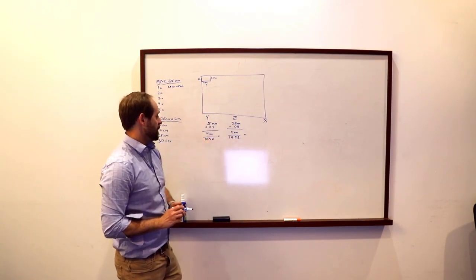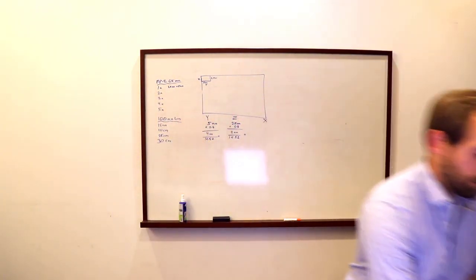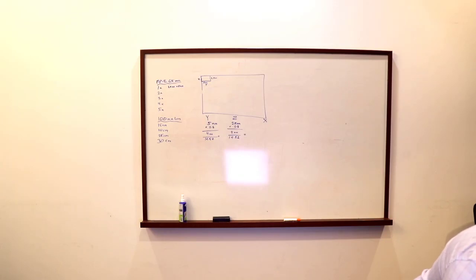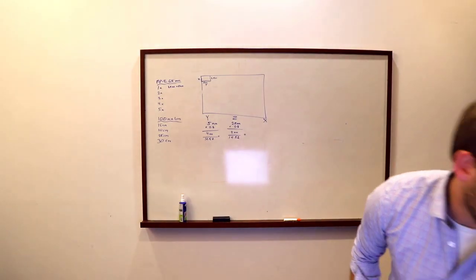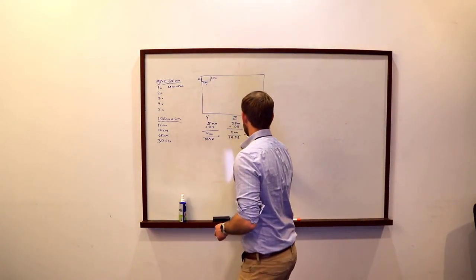Anyways, the answer's here: 4 divided by 14.52. Let's go ahead and do that right now. Well, 2 divided by 14.52 is 0.1377.